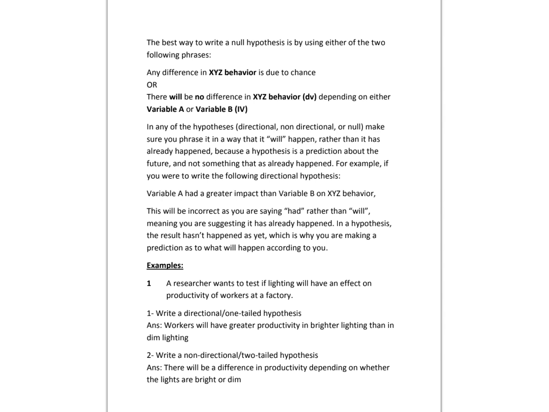Okay. So let's go with an easy one, brighter versus dim lighting. So a directional hypothesis: workers will have greater productivity in brighter lighting than in dim lighting. Okay. If you want to say workers will have greater productivity in dim lighting compared to bright lighting, that is also correct, because remember, it's a prediction. Workers will have greater productivity in yellow lighting as opposed to white lighting. That is also correct. Okay, so they haven't given you the condition, so you can operationalize it yourself. So that's how we operationalize an IV.